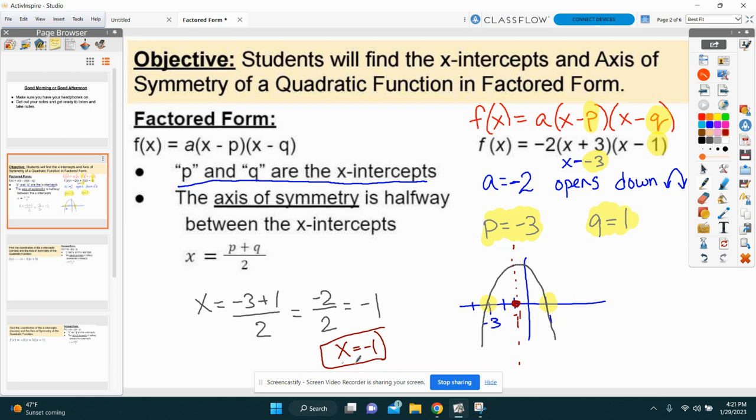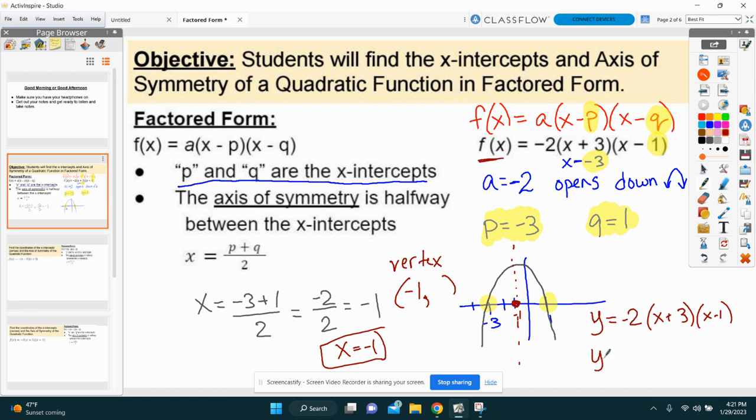Once you have the x, we know that the vertex has the same x value as the axis of symmetry. So we know our vertex is going to be negative 1. And then we would plug that x value into here to find the y value. f of x is the same thing as y, so it'd be y equals negative 2, x plus 3, x minus 1.